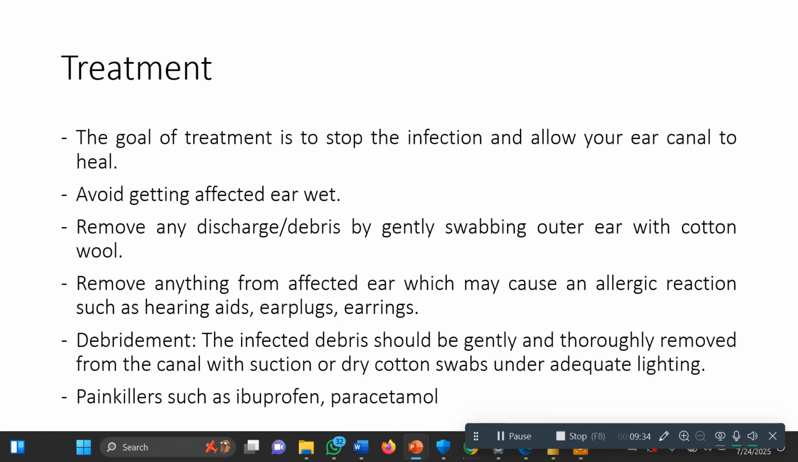The goal of treatment is to stop the infection and allow the ear canal to heal. Avoid getting wetness within the ear. Remove any discharge or debris by gently swabbing the outer ear with cotton wool. Also try to remove anything from the affected ear which may cause an allergic reaction, such as hearing aids, earplugs, and earrings.